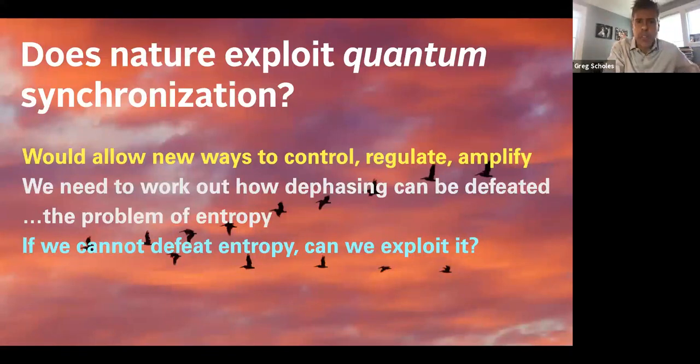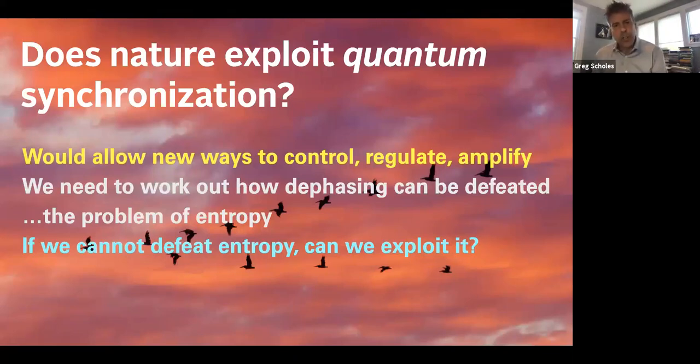So that's classical synchronization. The quantum synchronization has been much less explored in these ways. I think it's fascinating. If we could do this, it would certainly allow us to think about new ways to control or regulate systems at the molecular scale, and not just be a slave to these random fluctuations of noise that I pointed out very early on in the talk.